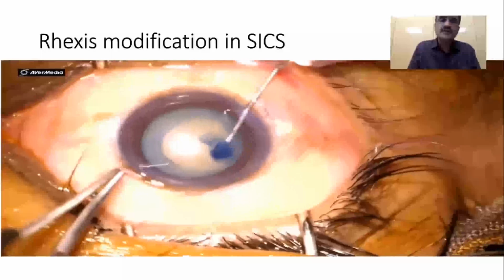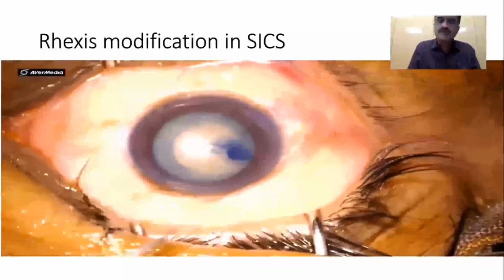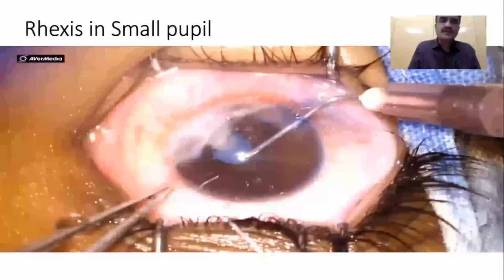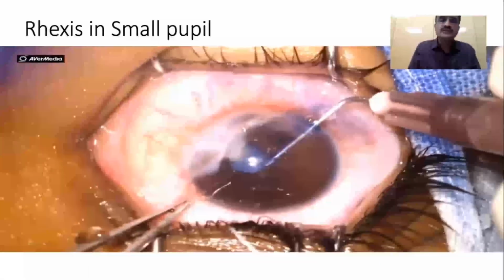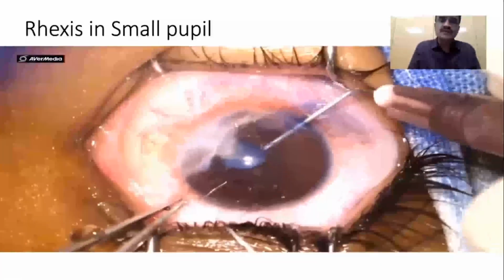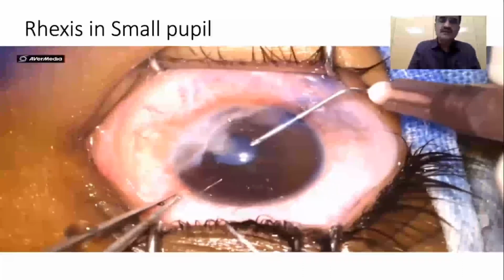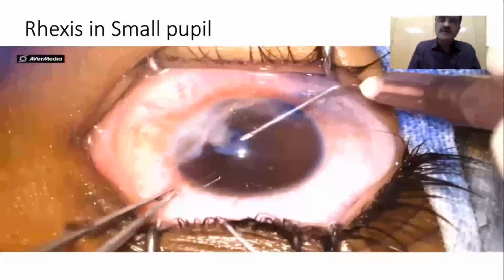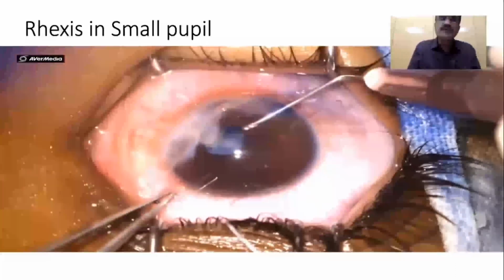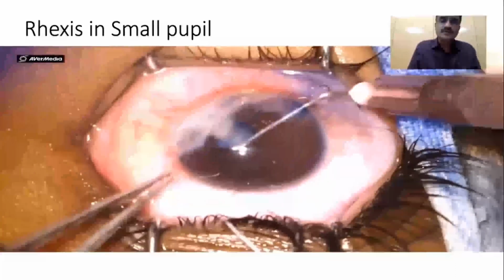When we try to make a Rhexis, we might end up having a radial tear. So what modifications do you require? And in the case of a small pupil, it might be more difficult to do a Rhexis if you don't use any assisted devices. Here you see the Rhexis is being fashioned, but in the end, we finally ended up doing a can-opener capsulotomy.